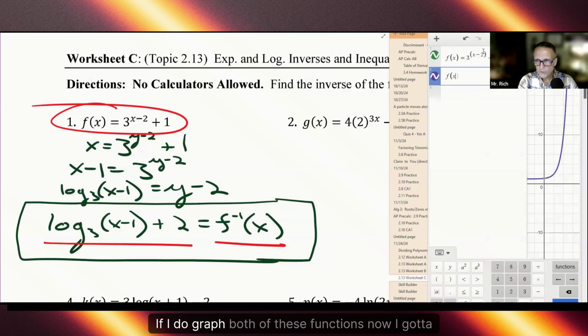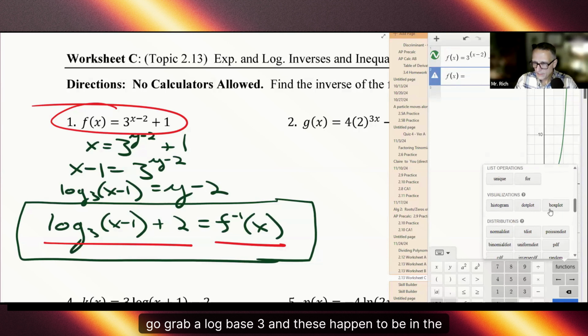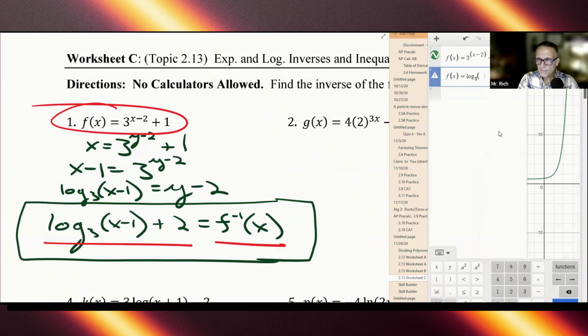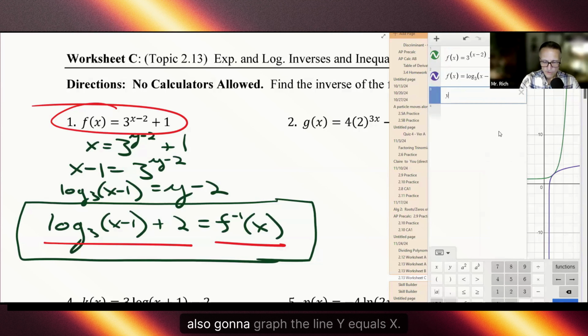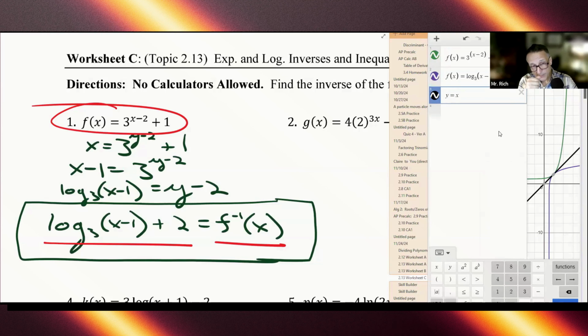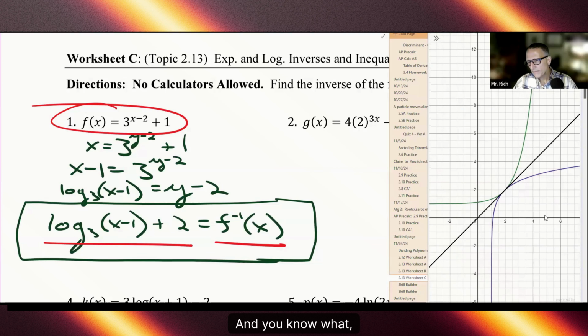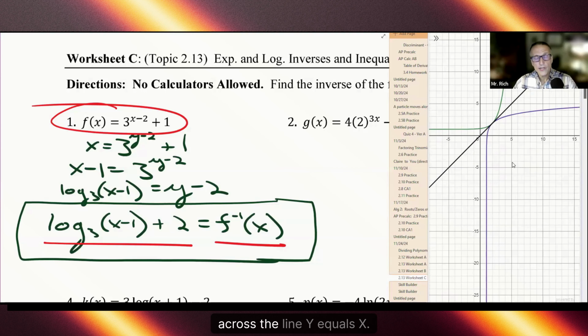If I do graph both of these functions, now I have to go grab a log base 3, and these happen to be in the calculus part right there. So I'm going to graph log base 3 of x minus 1, plus 2. I'm also going to graph the line y equals x, because these two functions, if they are inverses, should be symmetrical across that line. And you know what? That's beautiful. That does look like these are symmetrical across the line y equals x.